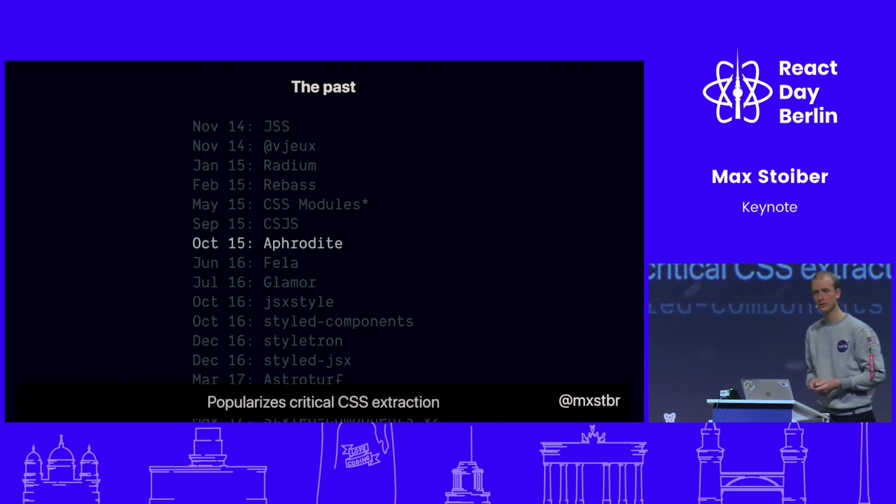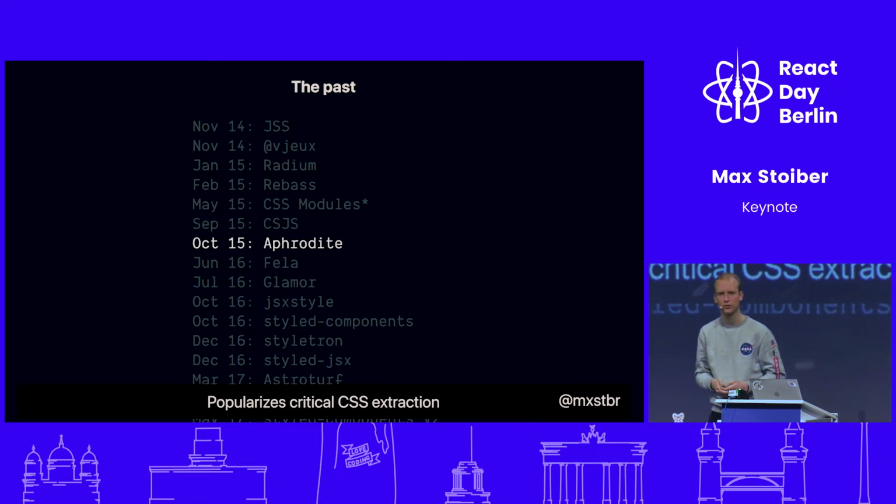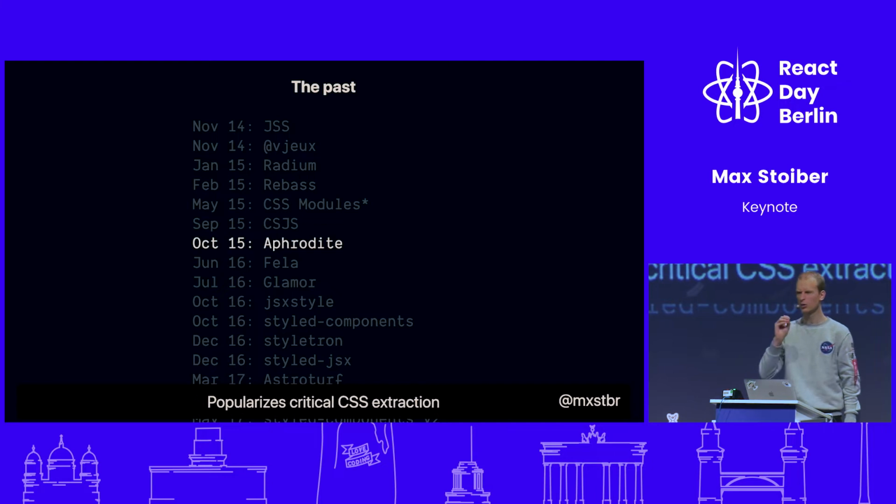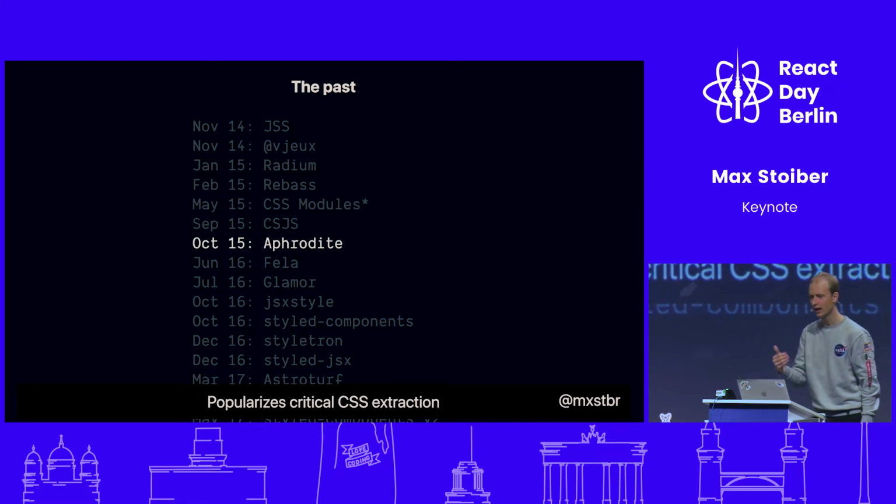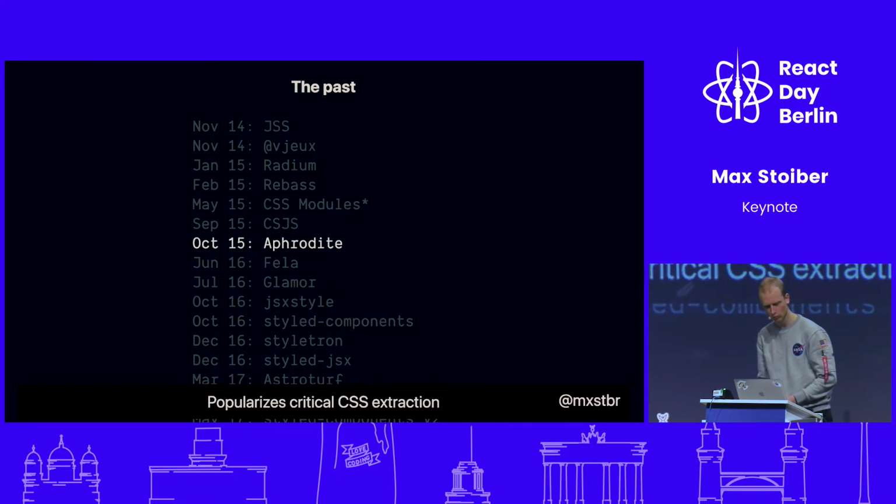In October of 2015, then Khan Academy announced Aphrodite, their own CSS-in-JS solution, specifically optimized for their performance needs. It was really the first CSS-in-JS library that proved that you could have automatic critical CSS built into a CSS-in-JS library, and that the library itself made that possible.